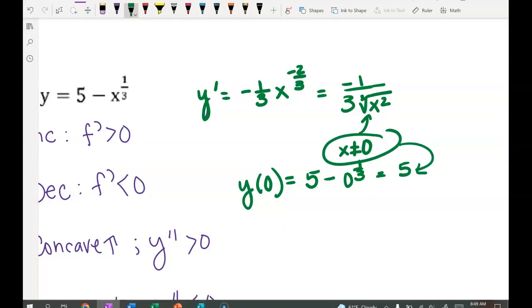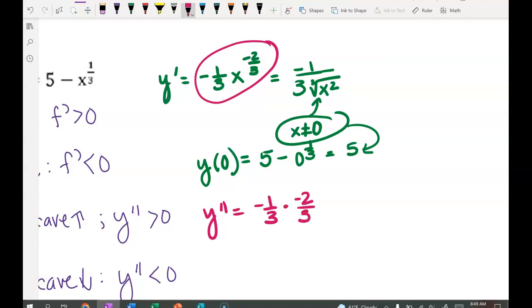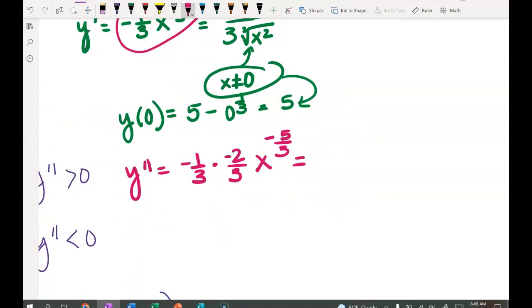Now let's go and do our second derivative as well. So second derivative, I'm using this right here. So it's going to be negative 1/3 is a constant. Drop down your negative 2/3 as a power. Then we're going to subtract 1, so that's going to be negative 5/3. Very similar to what we just did with the first derivative. We're going to make it pretty.